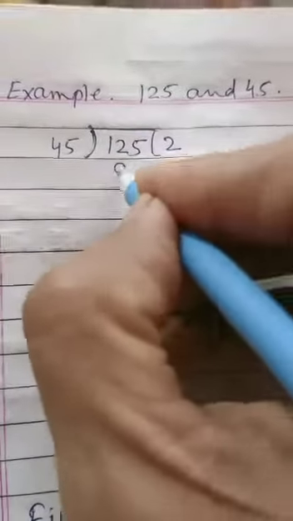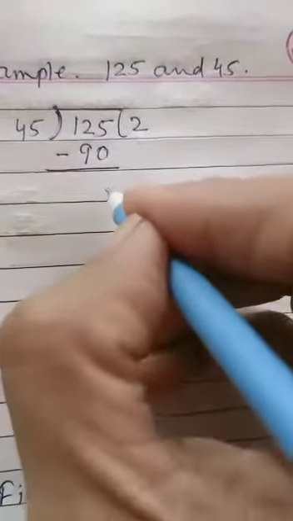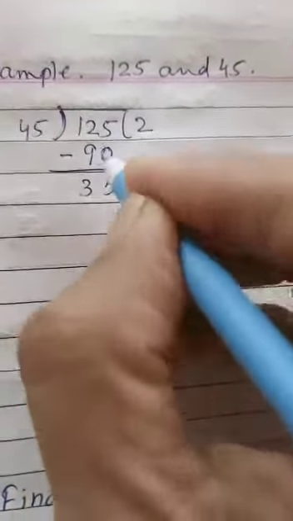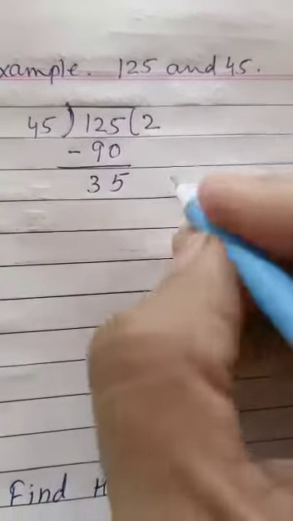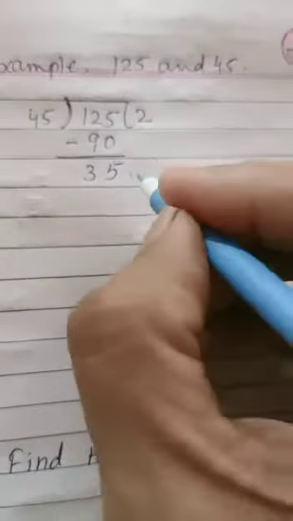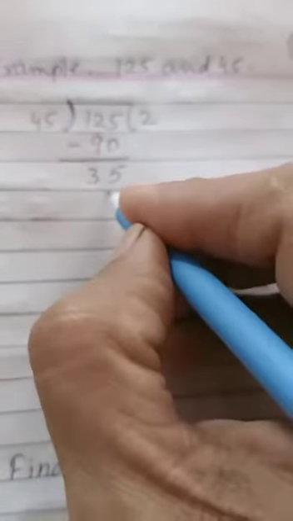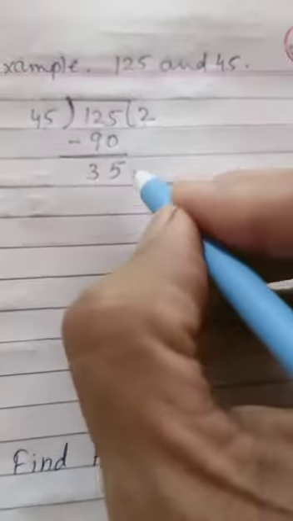So 45 we take as divisor, 125 will be quotient. So 45 2s are 90. Now subtract 90 from 125, we will get 12 minus 9, 3. So now remainder we are getting 35, quotient 2, this is divisor and this one is dividend.